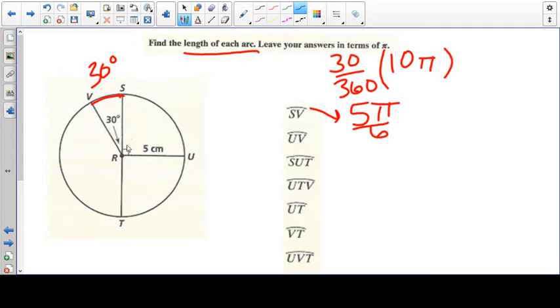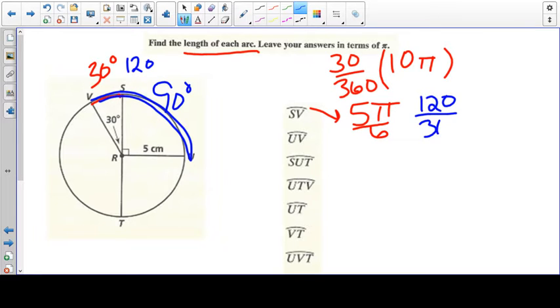So I know VS. I can kind of see SU would have to be 90. So then the whole big thing is going to be 30 plus 90, which is 120. So this whole big giant arc here for the second one is going to be 120 because I added those together. So I'm going to have 120 over 360 times 10 pi again. Notice how that part won't change. The only thing changing here will be your fraction.